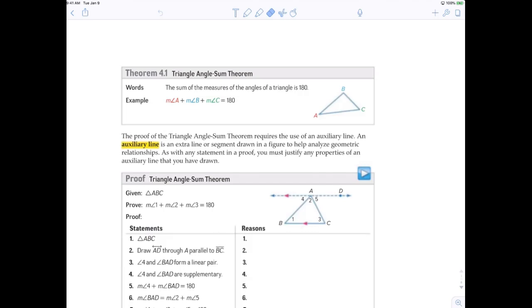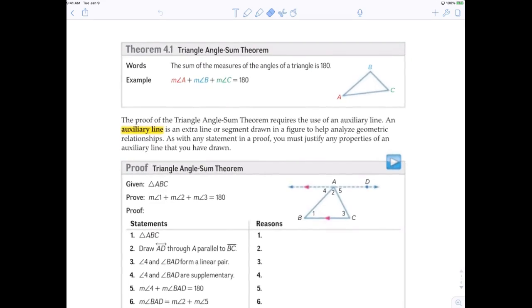Now what we're going to do is prove that. The one thing with this proof is they actually talk about an auxiliary line. Basically, an auxiliary line is just an extra line segment drawn in the figure to help analyze, but I say it a little bit differently. So we'll look at that and see.